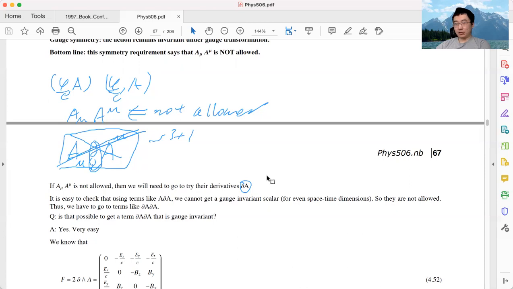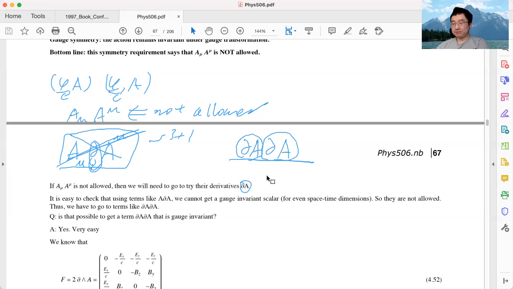If one derivative cannot do the job, we need to go to one higher order. We need to get 2 derivatives. So we are talking about terms like this: derivative of A times derivative of A. We'll try to get a scalar of this structure. And we want this scalar to also be invariant, also stay the same if we transfer from one gauge choice to another gauge choice.